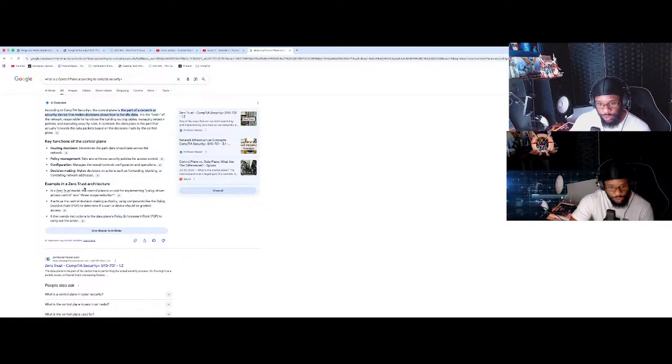Example in a zero trust architecture. In a zero trust model, the control plane is crucial for implementing policy driven access control and threat scope reduction. So we talk about threat scope, how much of a threat is present in my network. We want to reduce that threat by implementing all of these different access controls. So we need to do a gap analysis. We need to keep examining the security posture of our network. Yeah. So I think that's enough on that part.